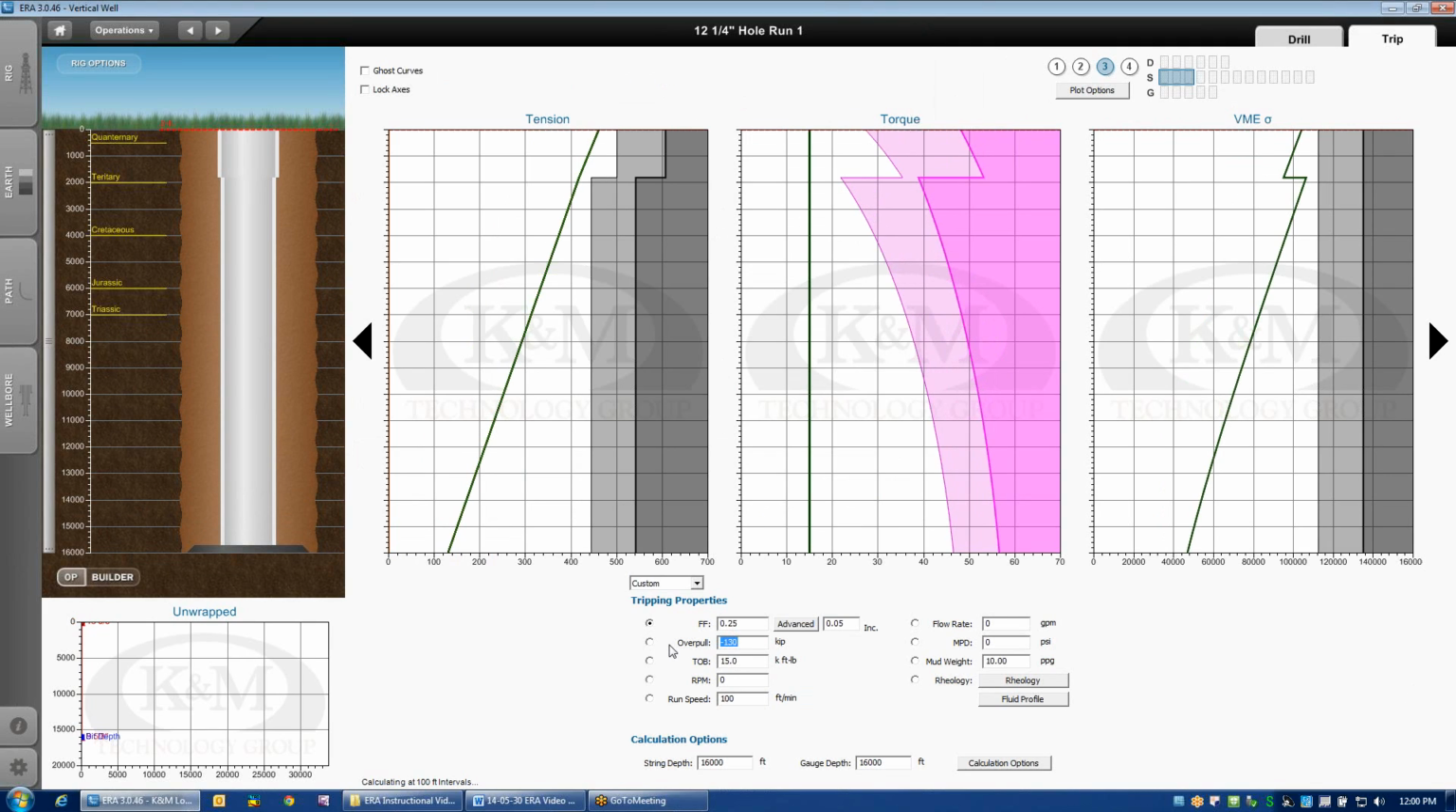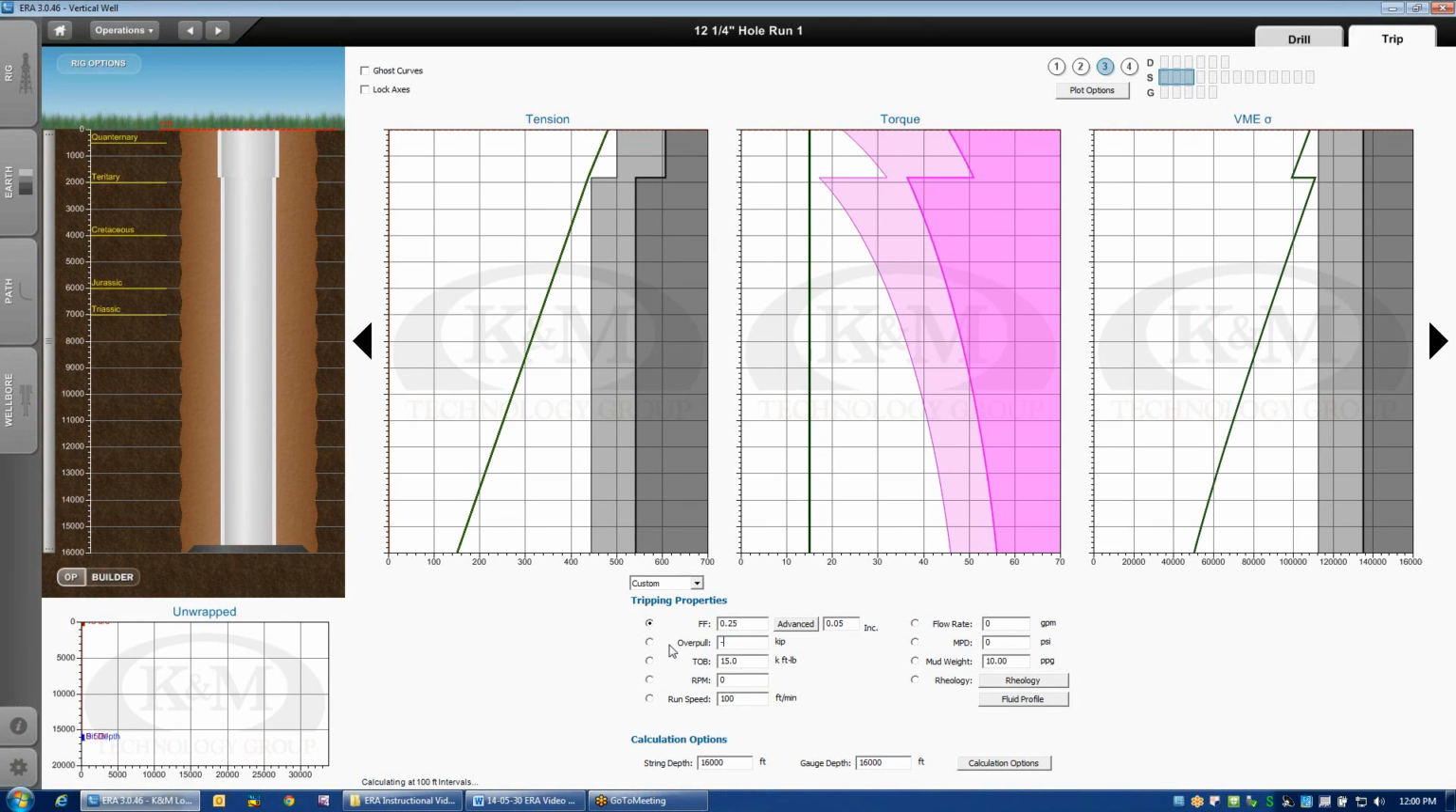130,000 pounds of overpull, 140, 150, 160. At 160,000 pounds of overpull capacity, I've exceeded the limit of the 5-inch drill pipe itself, not the 5.5. I'm still within the capacity of the 5.5, but the 5-inch has been exceeded.